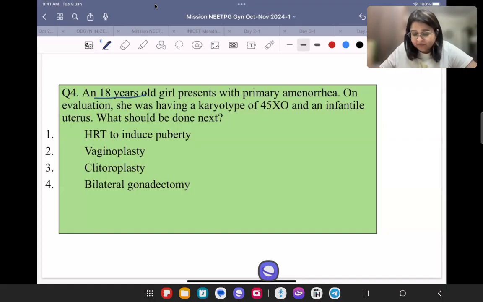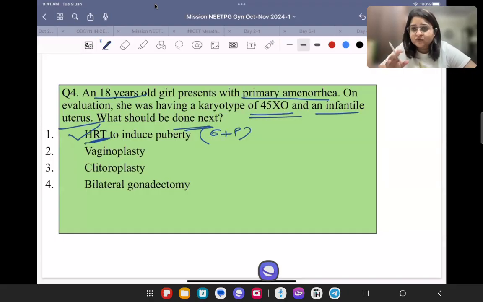An 18-year-old girl presents with primary amenorrhea. On evaluation, she was having a karyotype of 45XO and an infantile uterus, a small uterus, because estrogen nahi hai. So what should be done next? You have to give her, I told you, estrogen. So HRT means hormone replacement therapy. In simple terms, it is estrogen plus progesterone. Okay, so HRT we use commonly in the menopausal age group, the term, but it's also used whenever you want to say estrogen plus progesterone. Yes, this is Turner syndrome.